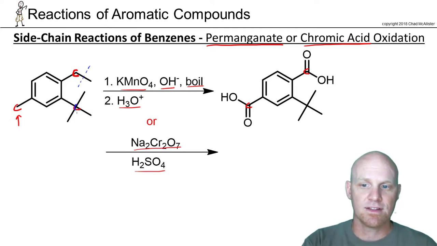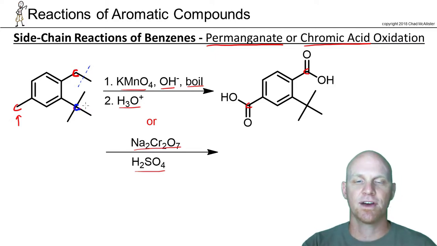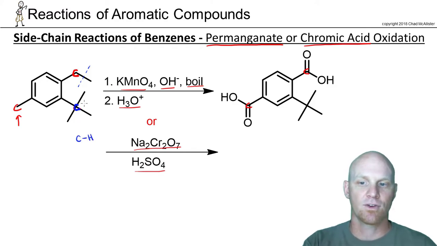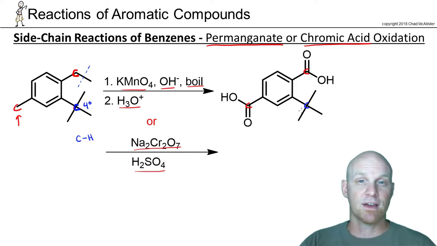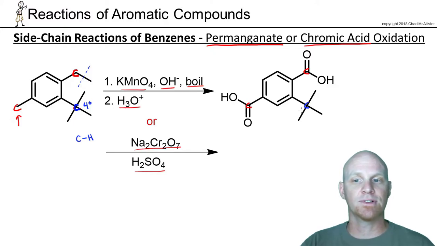Now, this benzylic carbon right here doesn't react. It turns out part of the mechanism is that carbon has to be bonded to a hydrogen. And so for a quaternary carbon here, it's not bonded to any hydrogens and therefore is completely unreactive. And so the t-butyl group here is completely untouched in this side chain oxidation. So again, we're oxidizing benzylic carbons, but they have to have a hydrogen, and any carbons beside the benzylic get completely cleaved off, and then the benzylic gets oxidized to a carboxylic acid. That's the plan.